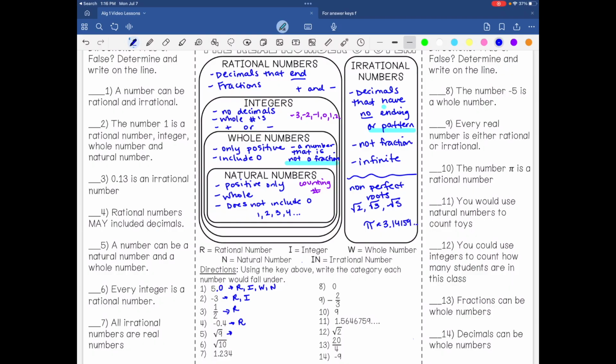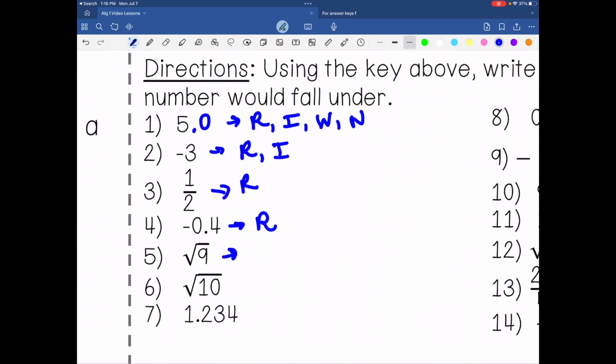What about radical 9? So here's a little trick, right? Radical 9 is really what? The number 3. Radical 9 is disguised as the number 3 because the square root of 9 is 3. So now when we're thinking about what 3 is, we're going to think of 3 as radical 9 is 3. So 3 is rational, it's an integer, it is whole, and it is natural.